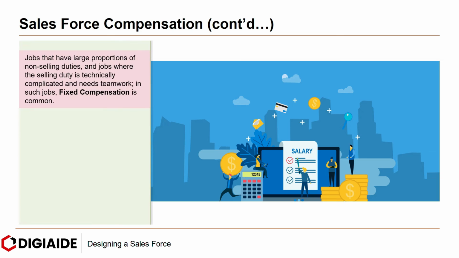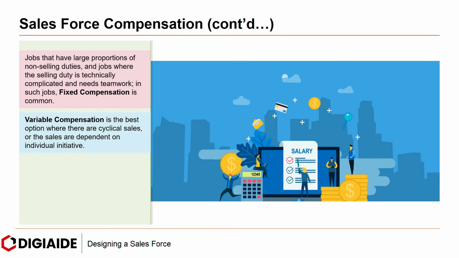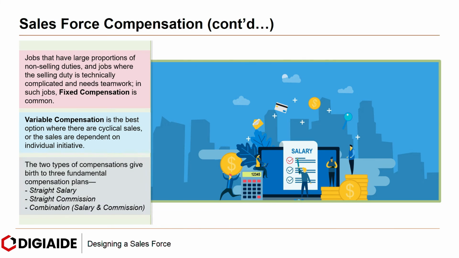Moving on, some jobs have large proportions of non-selling duties, and jobs where the selling duty is technically complicated and needs teamwork. In such jobs, fixed compensation is common. Variable compensation is the best option where there are cyclical sales or the sales are dependent on individual initiative. The two types of compensation give birth to three fundamental compensation plans: straight salary, straight commission, or the third one, a combination of salary and commission.